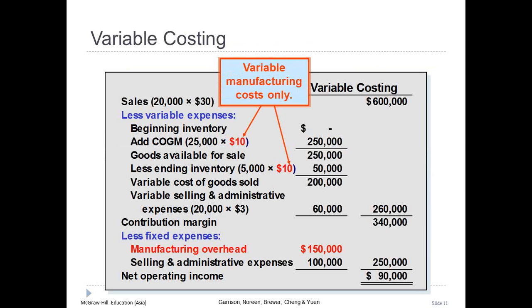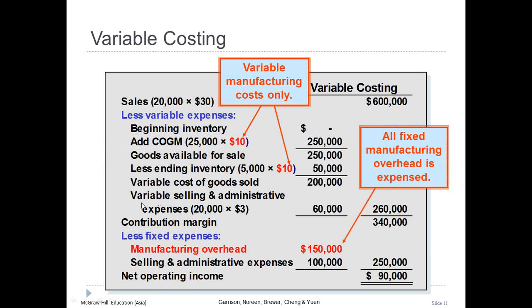So under variable costing, we do it a little differently. Same with the sales on top, 20,000 units times $30, $600,000 in sales. That's the same as the other method. Now we're only going to take the variable expenses, and that'll give us a contribution margin. So instead of $16 per unit, $10, only the variable portion of manufacturing. Our inventory will be 5,000 units. We made 25,000, we sold 20,000, ending inventory is 5,000.